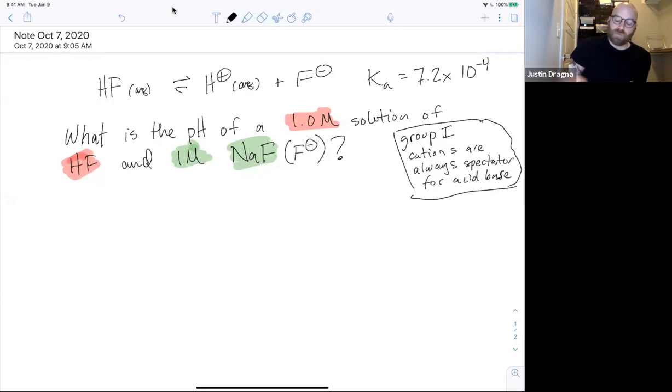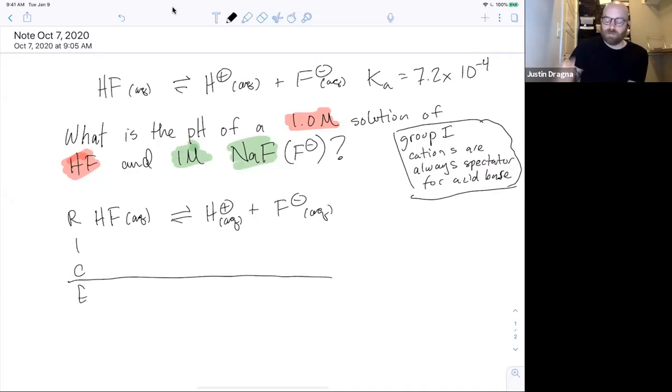So anyway, how would I work this out? You set it up essentially the same way that you set up your other problems, with one of these RICE tables. What's the reaction? What changes here is that our initial concentration is different. We're starting out with 1 molar HF, but because we have sodium fluoride, which again is just fluoride, I'm also starting out with 1 molar of that. That's the only thing that changes at this point.